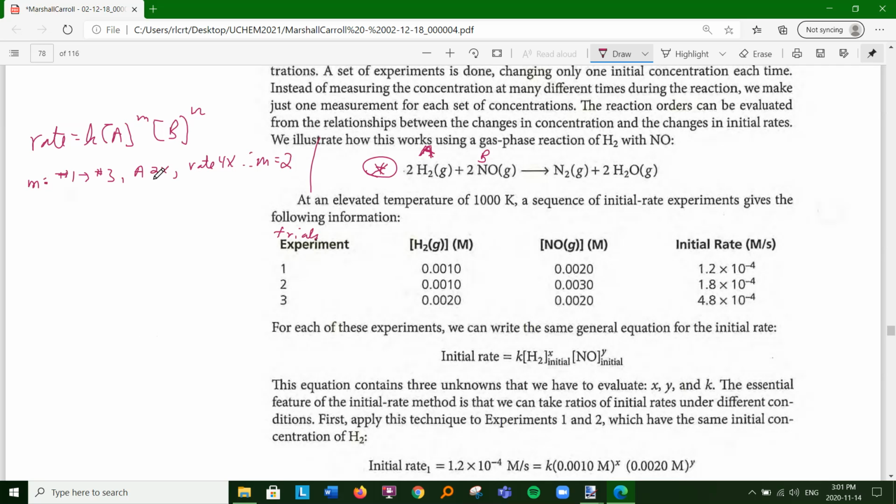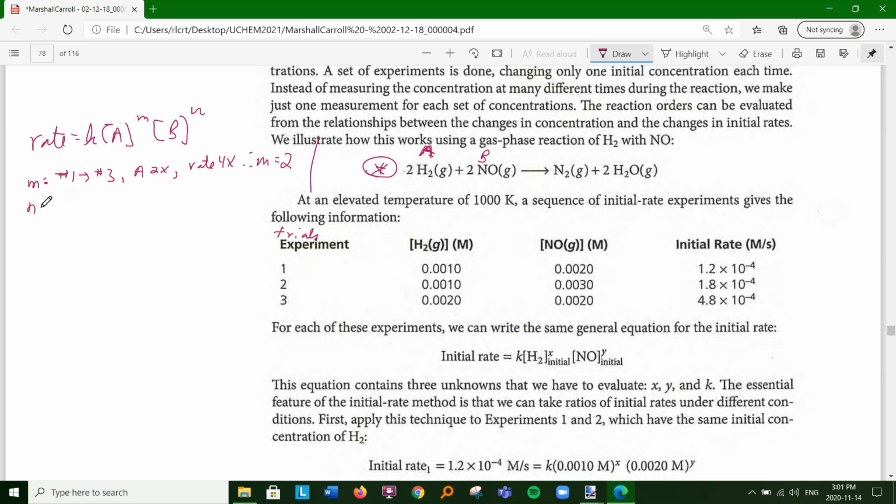Okay, whenever you see the concentration of one of the creatures double and the rate goes up 4 times, then m equals 2. If the concentration of A tripled and the rate went up 9 times, then m equals 2.